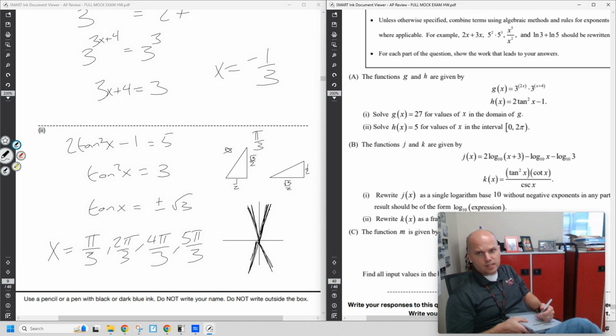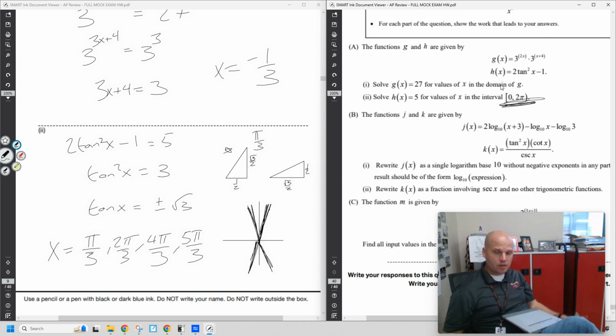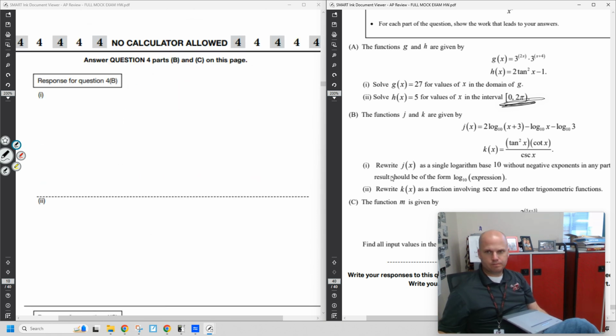Double check, guys. Interval 0 to 2 pi, it doesn't ask for all of the input values. If it asks for all of the input values, I could just say these 4 plus 2 pi n, where n is an integer. That's fine. You can just say pi over 3 and 2 pi over 3 plus pi n. That's fine. They're both fine.